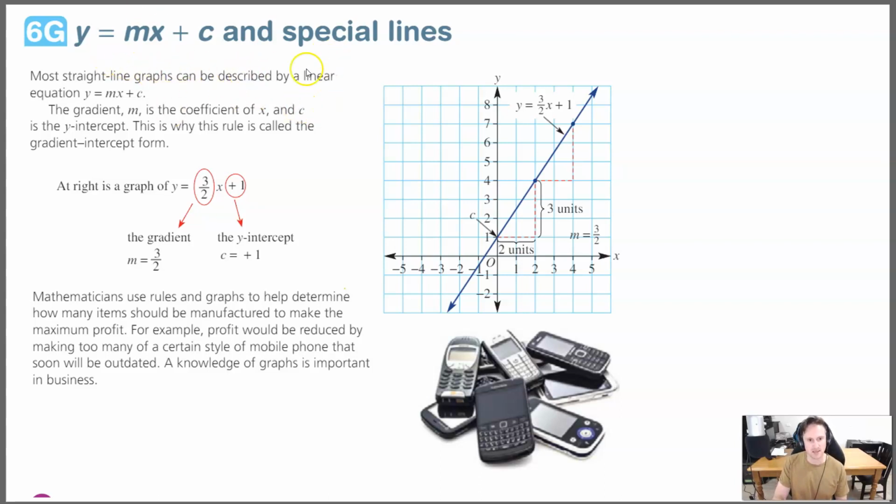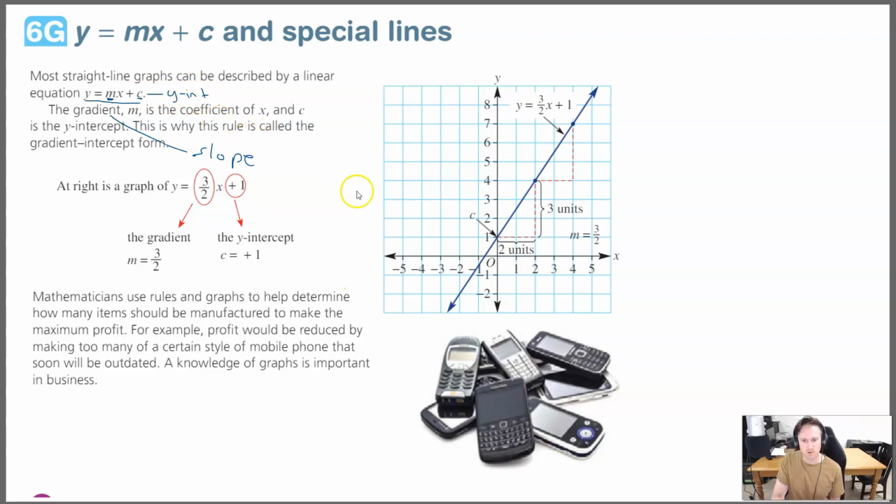So y equals mx plus c in special lines. Most straight line graphs can be described by the linear equation, which is in the form y equals mx plus c. So this form here is called the linear equation, and you would be used to this from your stats assignment. Now, in this form, the gradient, which is also called slope, is referred to as m. So essentially the coefficient of x, this thing here, is going to be the slope or the gradient. And then the c is the y-intercept.